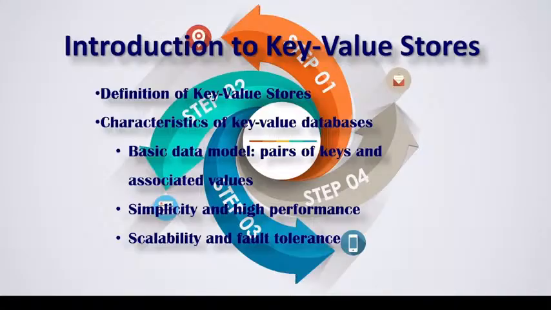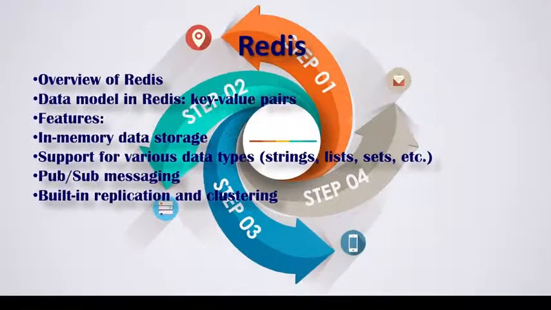simplicity and high performance, scalability and fault tolerance. Overview of Redis: data model in Redis, key value pairs. Features: in-memory data storage, support for various data types such as strings, lists, sets, etc., pub-sub messaging, built-in replication and clustering.